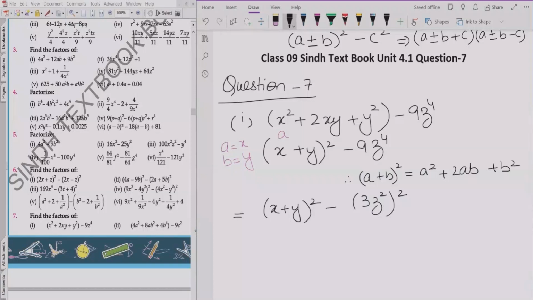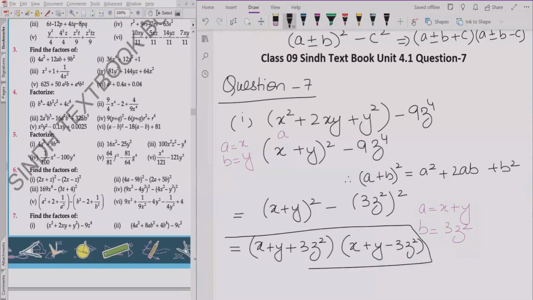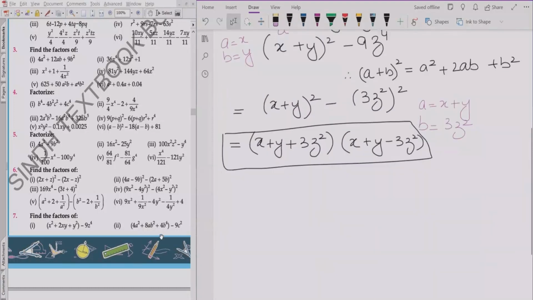So we will solve it by using the formula. Now a is x plus y and b is 3z squared. So we will apply the formula here: (x plus y plus 3z squared)(x plus y minus 3z squared), right? So this is the answer of this question. I hope you understand.